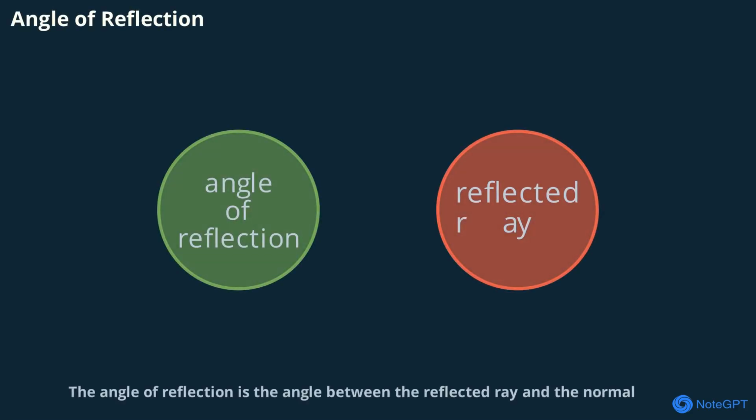The angle of reflection is the angle between the reflected ray and the normal. According to the laws of reflection, this angle is always equal to the angle of incidence. This relationship helps us understand why mirrors create predictable images and why light behaves consistently when bouncing off surfaces.